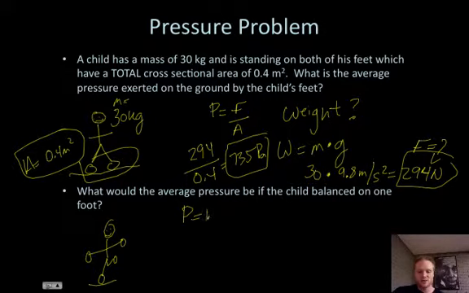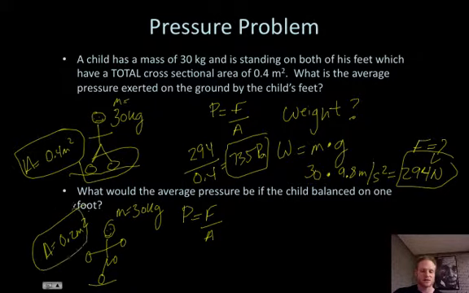Well, the formula still is the same. P equals F over A. This kid still has a mass of 30 kilograms. Just because he put one leg in the air doesn't mean he loses mass. And the cross-sectional area is now going to be cut in half, right? Because 1 foot is no longer on the ground. So it was 0.4 meters squared. Now it's 0.2 meters squared. So that's the piece where you have to know this intuition: the area has been cut in half because his foot is up in the air.